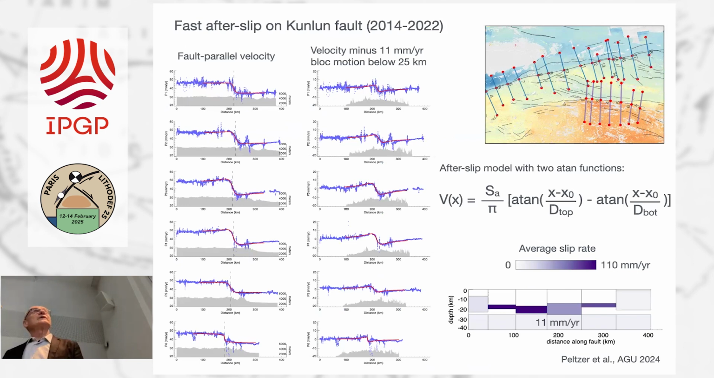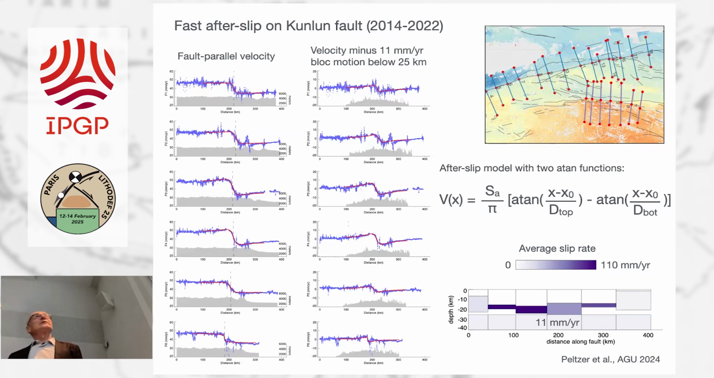And that's probably what Ross was pointing at, is that it seems to go faster than the Altyn Tagh. It definitely goes faster in the Altyn Tagh, especially in the near field. So you notice that these profiles are not the normal arctan function that you expect for a locked fault, but there is something happening on the fault which is actually increasing the near field velocity between the two sides.